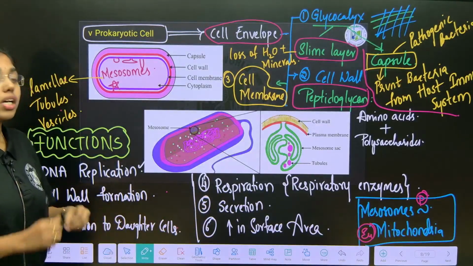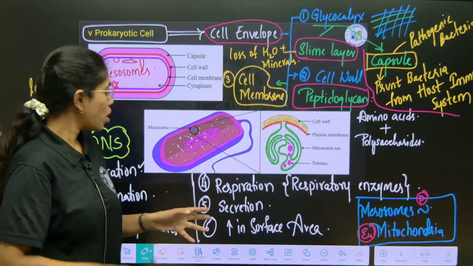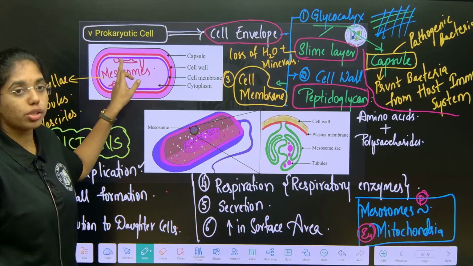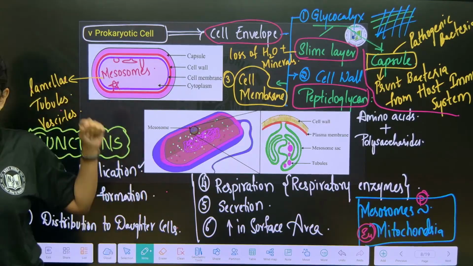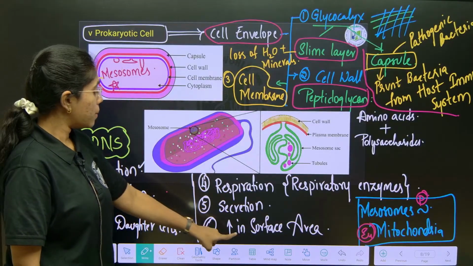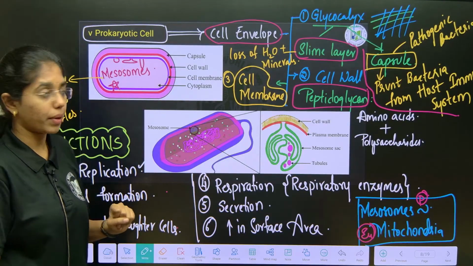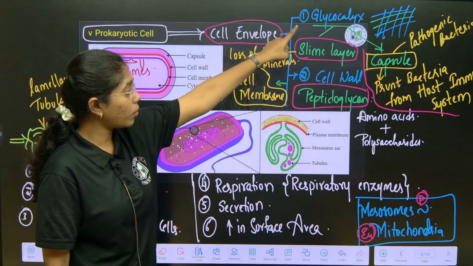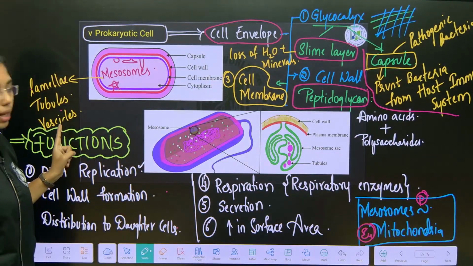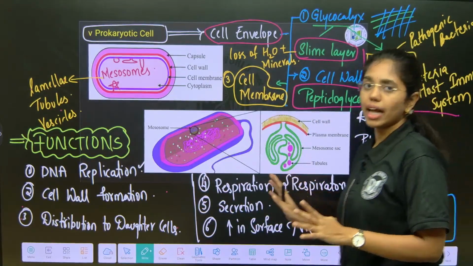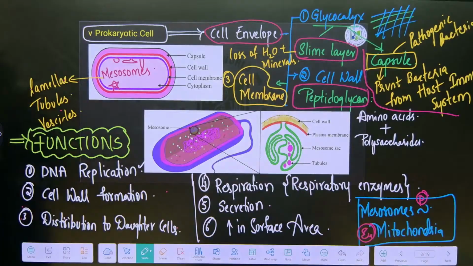Next, secretion. It will secrete out the enzymes and some molecules. And as mesosomes are lamellar and tubular structures, this will increase the surface area of the cell membrane. So I hope the complete cell wall is clear in your mind, from the outer wall layer to the inner wall layer. Crystal clear, right? Take a screenshot of this and you can revise in that way as well, beta.